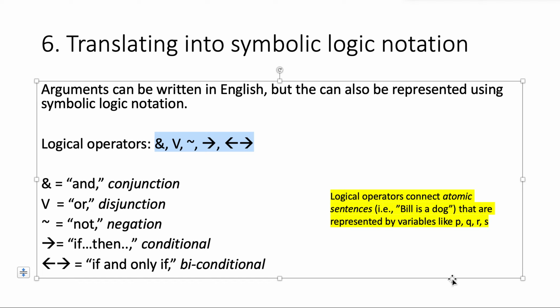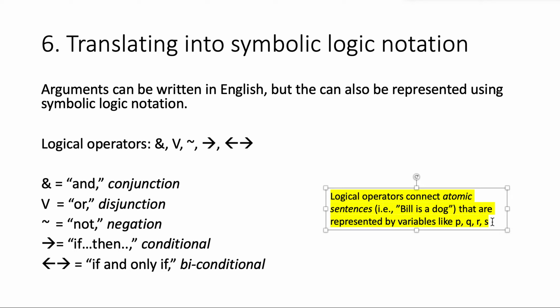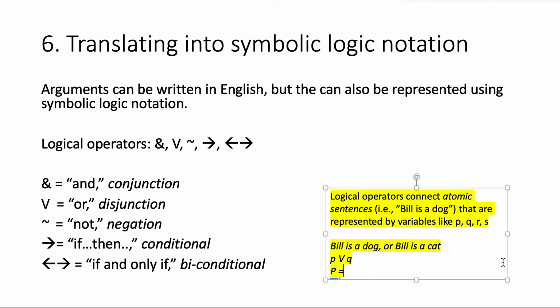Like, for instance, Bill is a dog, or Bill is a cat, okay? If we have Bill is a dog, or Bill is a cat, we can translate that with P or Q, where P stands for Bill is a dog, and Q stands for Bill is a cat, okay?